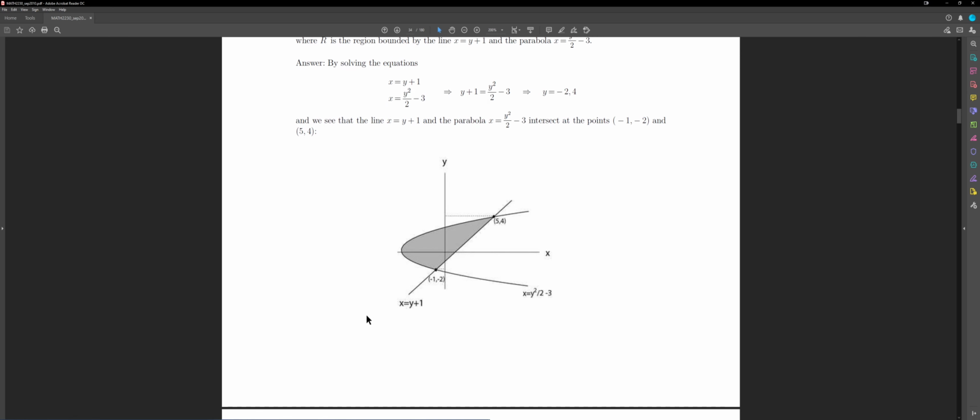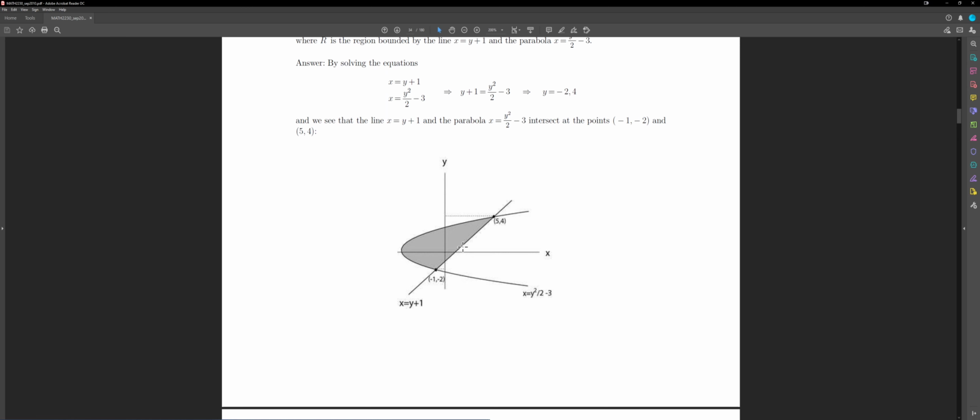Well, it's certainly not a rectangular region, and it's not easy to express this as type 1. In order to express this as type 1, you need to cut this into 2 pieces. Because the problem is, while you could use this as your top curve over here, when you come down on this side, the bottom curve up to here would be this particular part of your parabola, but then at this point over here, your bottom curve now changes.